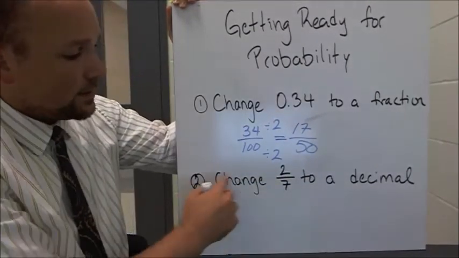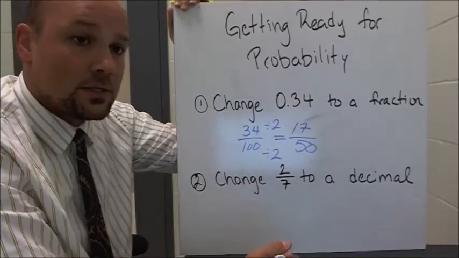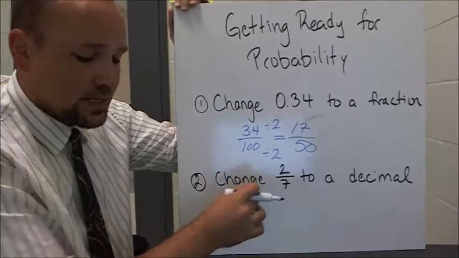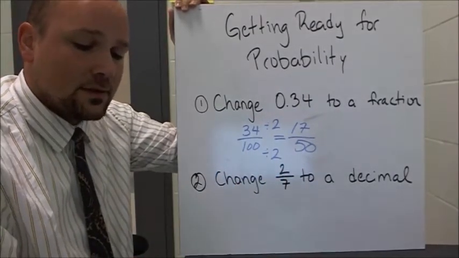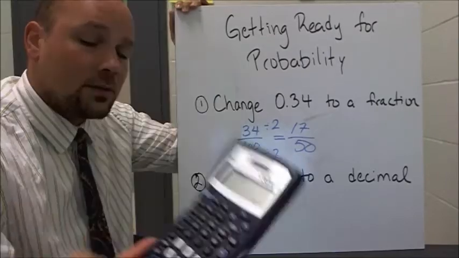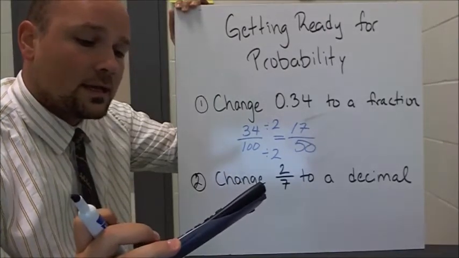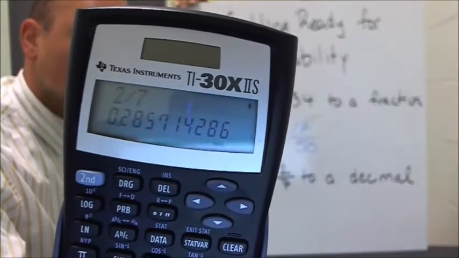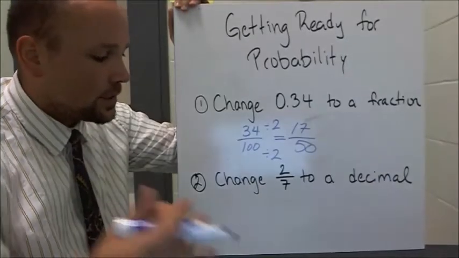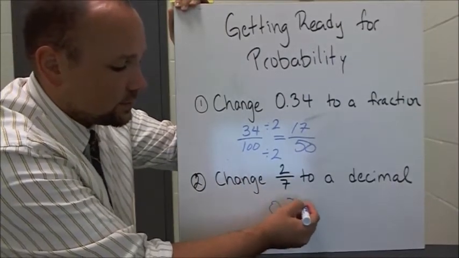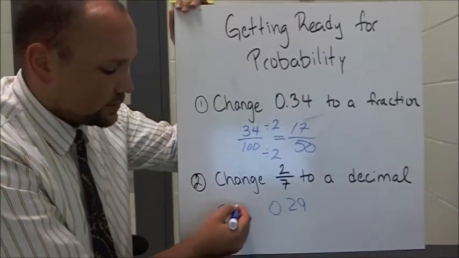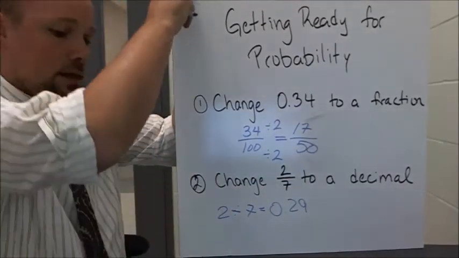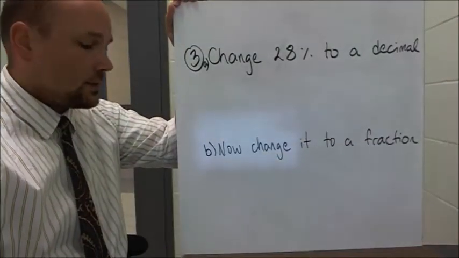On the other hand, if I have a fraction and I want to change it to a decimal, that's a lot easier. All we do is 2 over 7 means 2 divided by 7 on my calculator. I get a really long answer, but I can always round it. I'm going to call that 0.29. We want to go to 2 decimal places all the time. So all we had to do was 2 divided by 7.